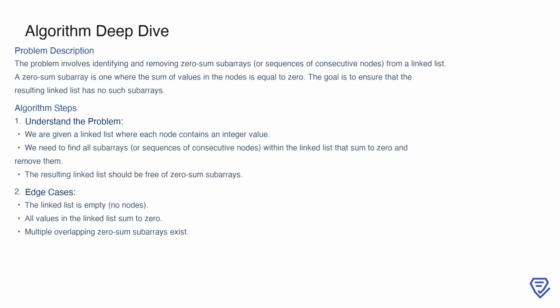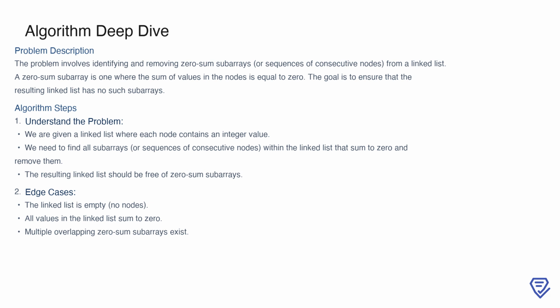This problem focuses on removing zero-sum subarrays from a linked list. A zero-sum subarray is a sequence of consecutive nodes where the sum of their values equals 0. Our goal is to create a modified linked list where no such subarrays exist. To accomplish this, we need to identify and remove these subarrays efficiently. For example, given a linked list, if there's a sequence of nodes that sums to 0, we would adjust the links to remove those nodes entirely.